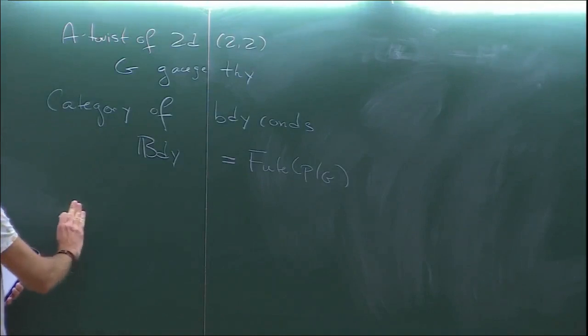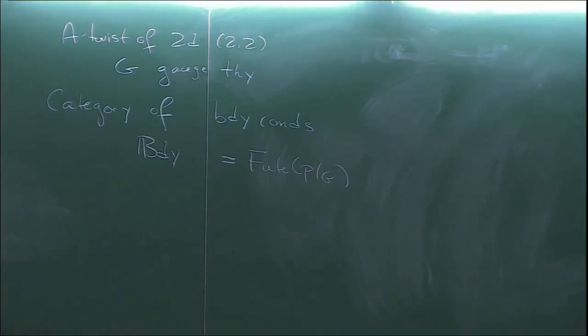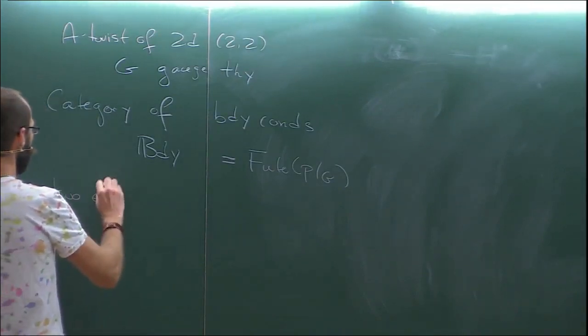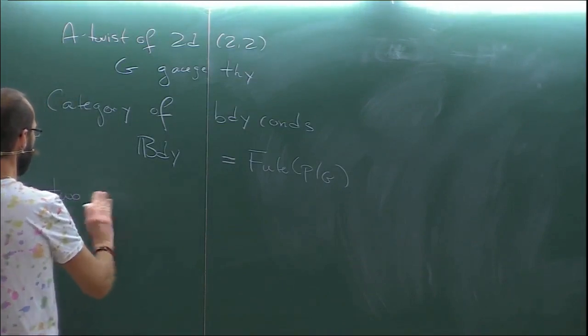There are 2 sort of distinguished elements in the category of boundary conditions that just come from supersymmetrized Neumann and Dirichlet boundary conditions. So 2 elements, 2 objects.